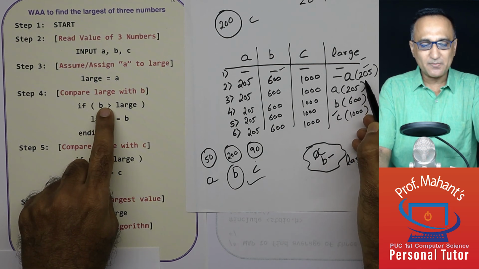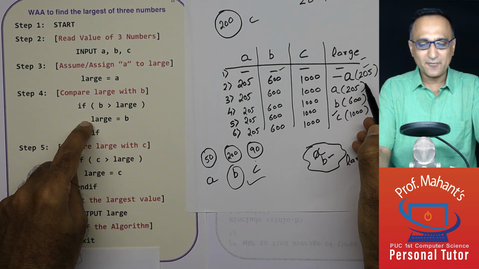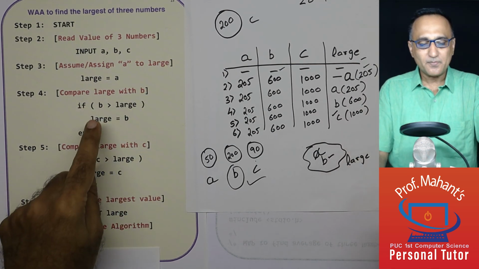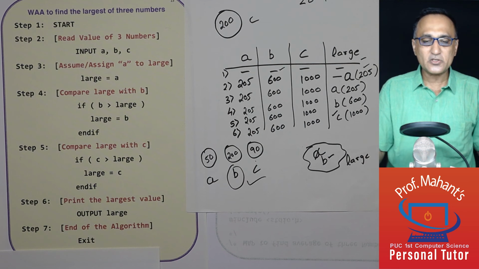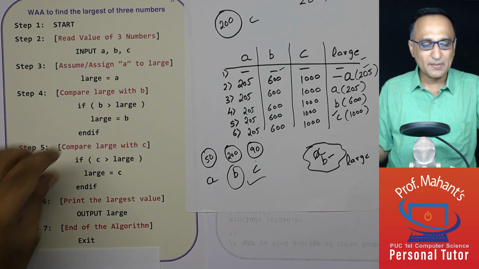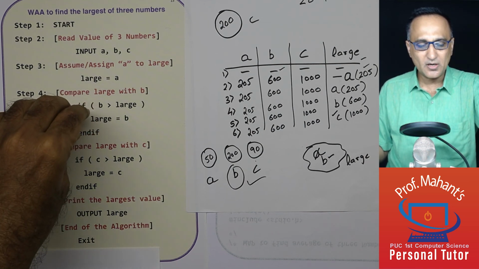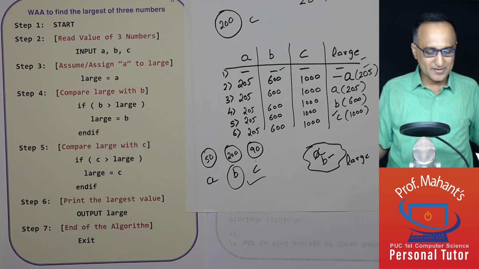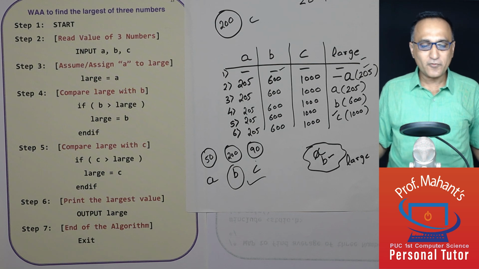So this condition became true. That's why I went into this if. So this if gets executed only if B was bigger than large. If B was not bigger than large, nothing would really happen. This would not get executed or this statement would not run. So I hope you had some understanding of how to find the largest of three numbers.